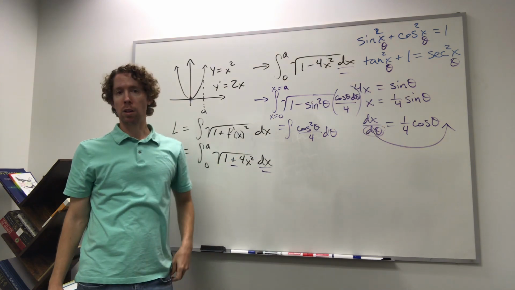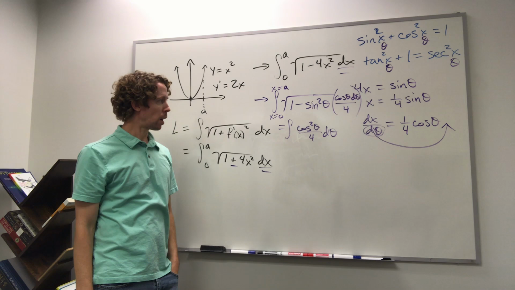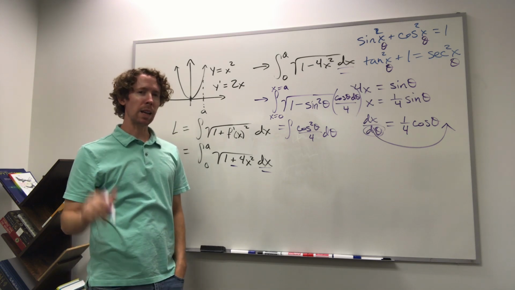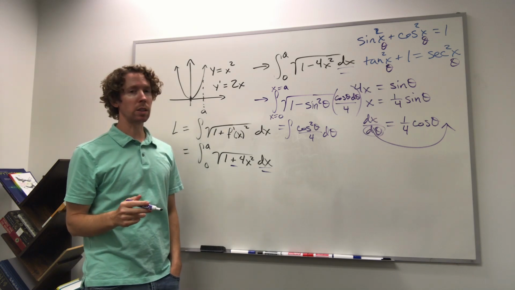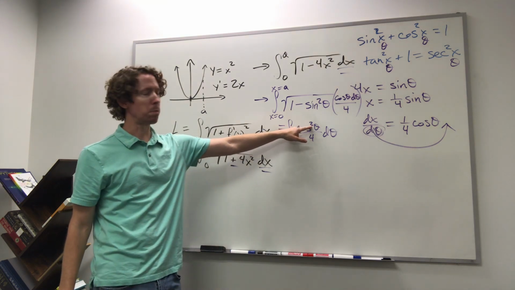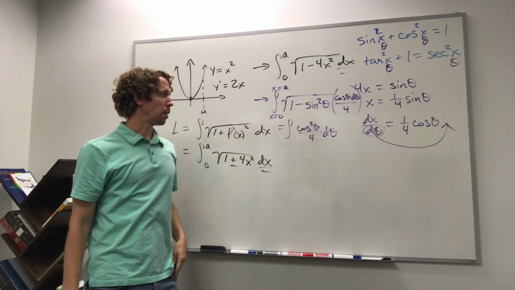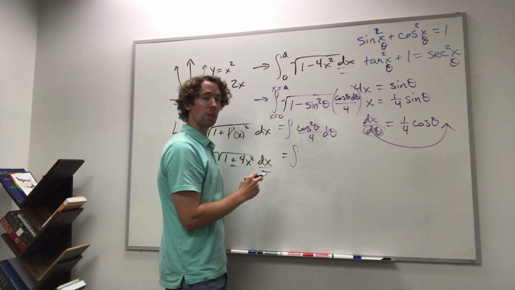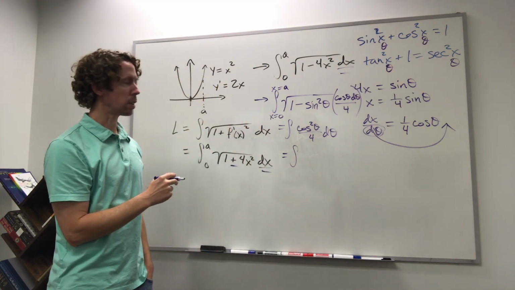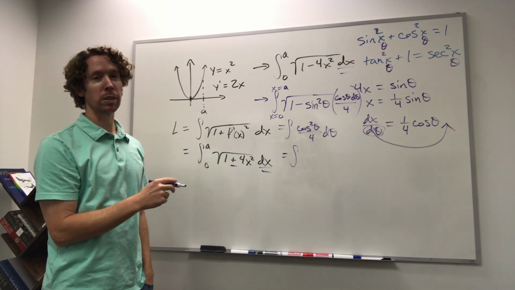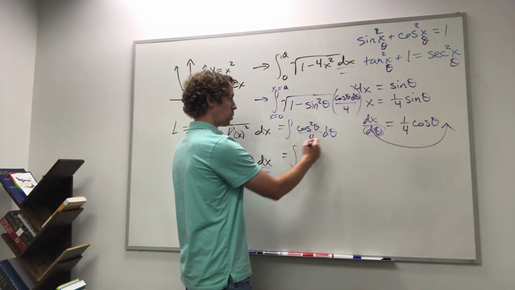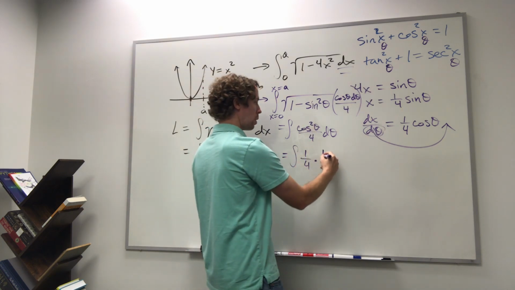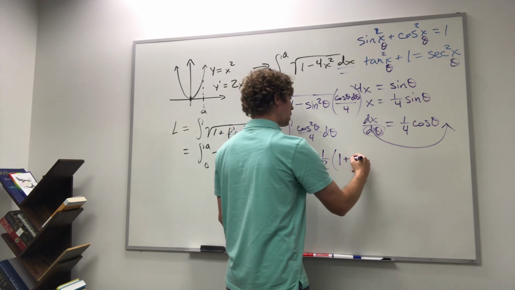Now I want to integrate cosine squared over 4. I'm almost done. Cosine squared, I can't get that directly, but there is a nice equation for reducing the power on cosine squared. If you remember, cosine squared can be rewritten as 1/2 times 1 plus cosine 2 theta. So I'll bring that 1/4 out, and then the cosine squared turns into 1/2 times 1 plus cosine 2 theta.